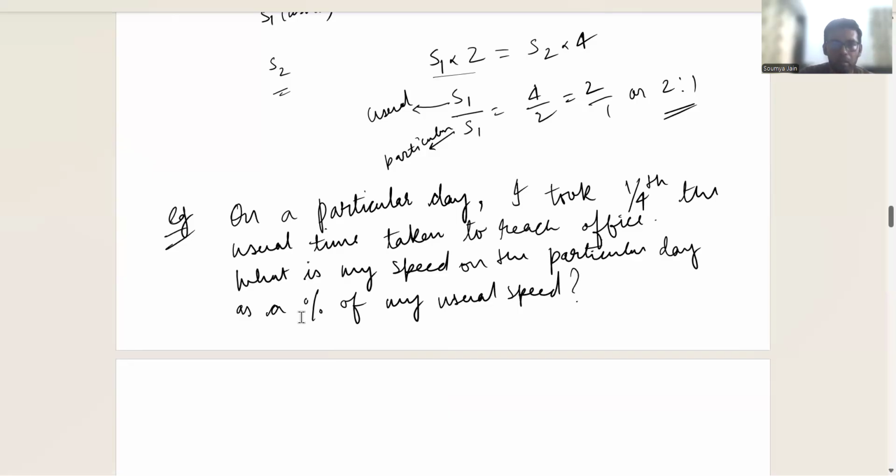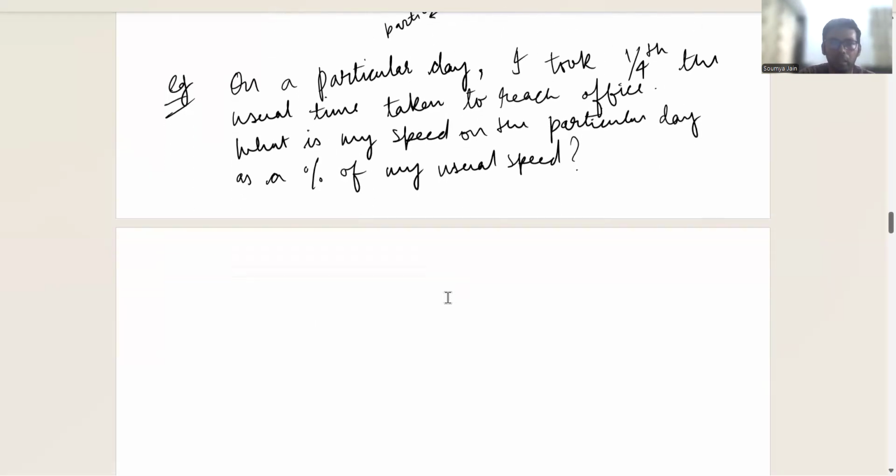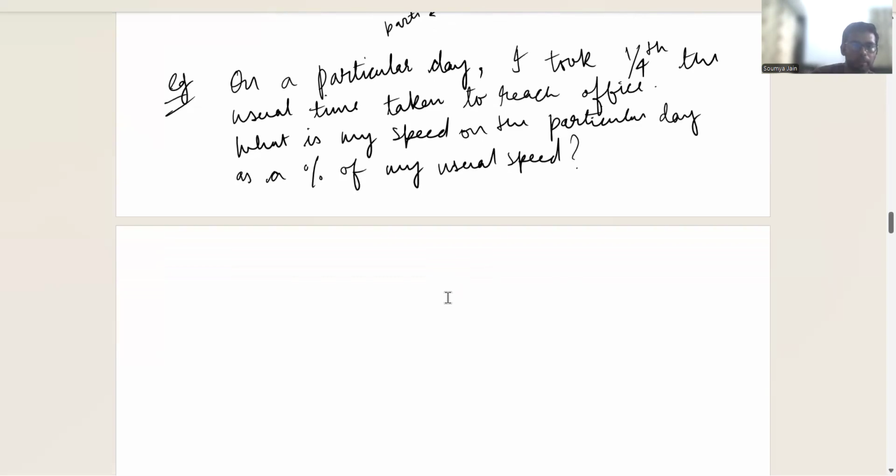Okay. Now I'll explain this question using two approaches. First, the simple approach: S1 T1 equals S2 into T2. Since home and office are fixed, the distance is constant. I can apply this concept.